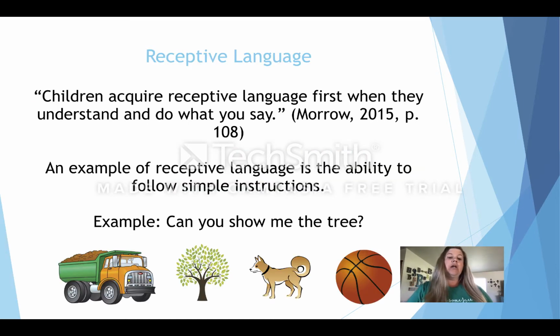Receptive language. Children acquire receptive language first when they understand and do what you say. An example of receptive language is the ability to follow simple instructions. When we are doing our assessment, we will have 4 pictures up on the screen, and we ask the child, can you show me which one of these pictures is a tree? If the child does that correctly, then we move on to the next portion of the assessment.